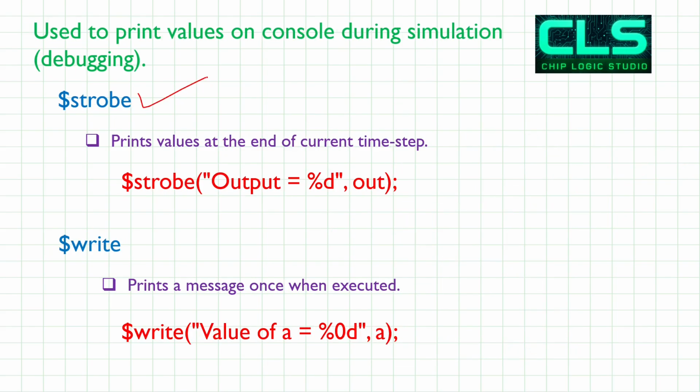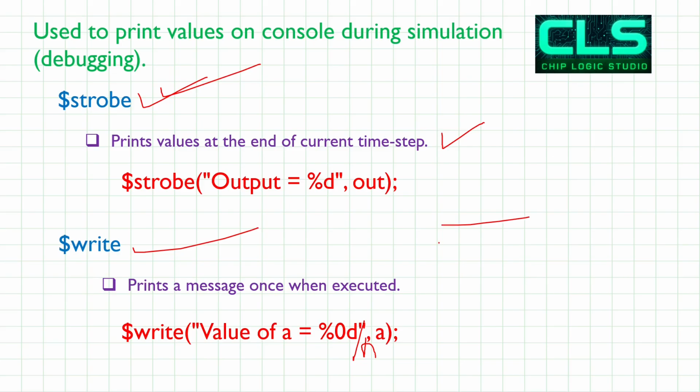$strobe is similar to $write and $monitor, but it prints at the end of the time step. For example, there are regions; I will just summarize them as active region, inactive region, NBA region, and monitor region for Verilog. $strobe will execute in the monitor region, and $write will execute in the active region, $display in the active region, and $monitor in the monitor region. $write is similar to our $display, but for the next line we have to add \n.